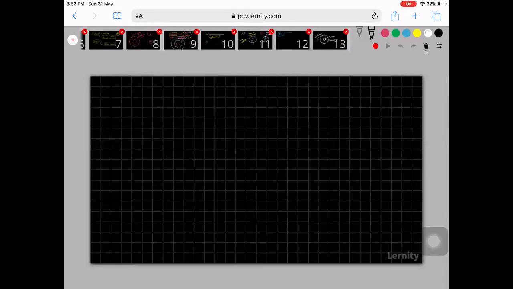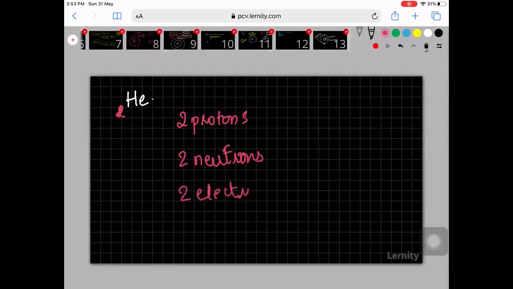Surrounding that, I have one electron. Clear? Similarly, next what we saw is helium. In helium, you have the nucleus, with two protons, two neutrons, and two electrons. Clear? So you have two protons and two electrons.